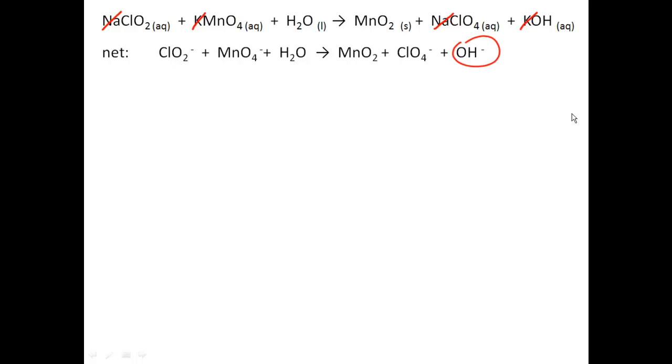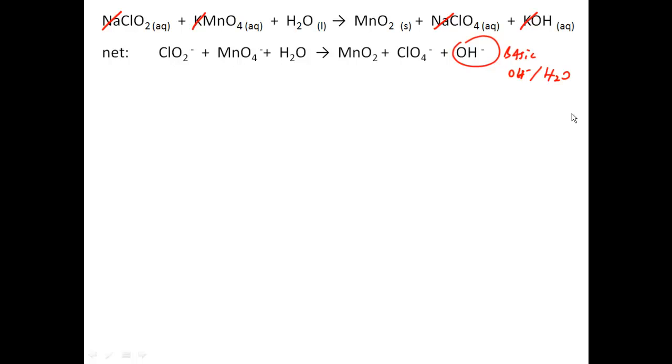So if I bring down everything, my net ionic equation will be my chlorite plus my permanganate plus water gives me manganese dioxide plus my perchlorate plus hydroxide ion. And the hydroxide ion is telling me that we have a basic solution, which means I have OH- and water at my disposal to balance my hydrogens and oxygens as needed.